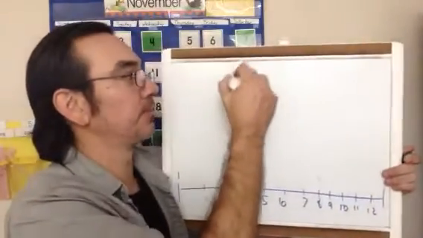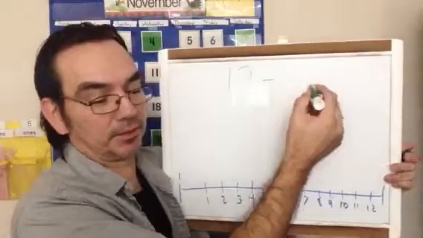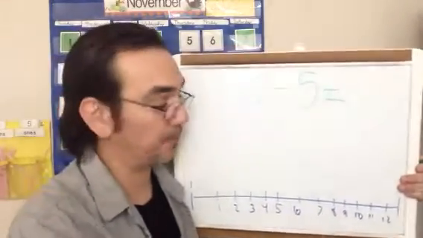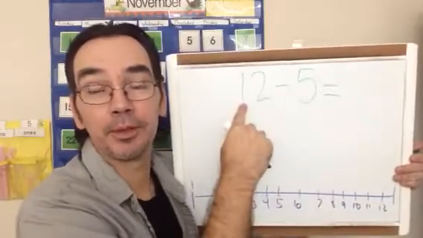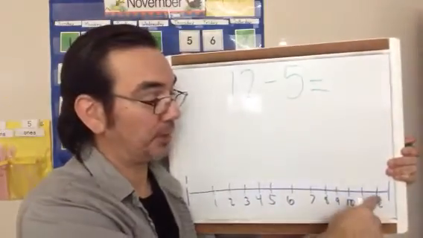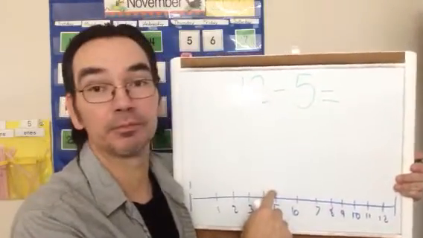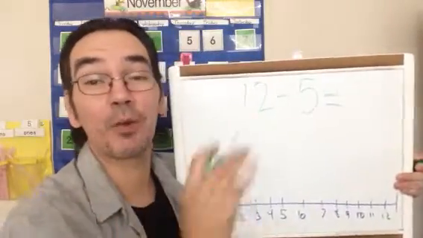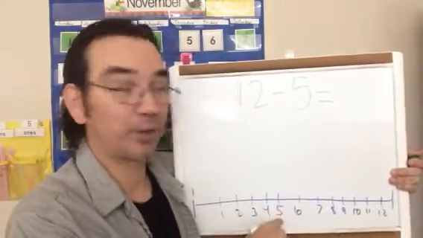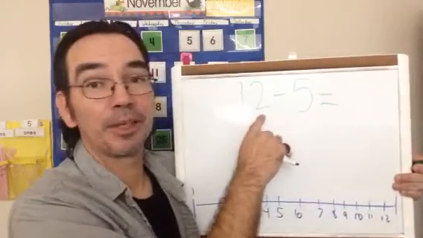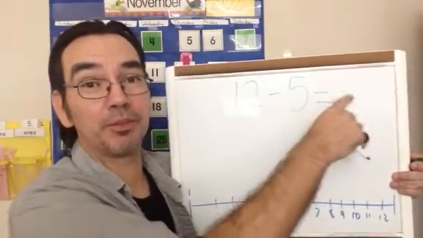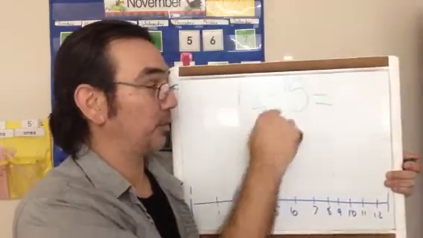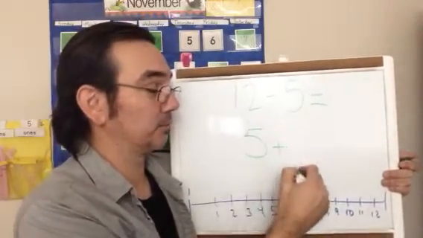So here's a problem. 12 minus 5. Okay. So I could do it by starting at 12 and counting back 5. Right? I could do that. Another way you could do it, if you like to count on rather than back, start at 5. Count until you make it to 12. That will give you the missing answer. So instead of this, it would look like this.